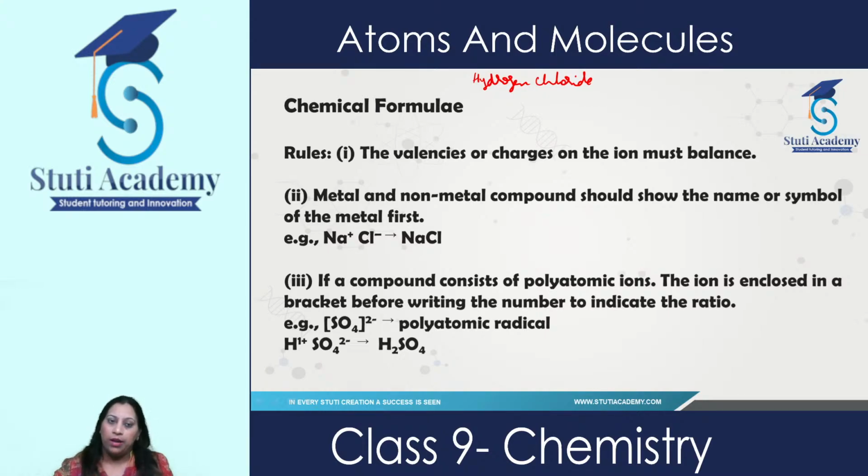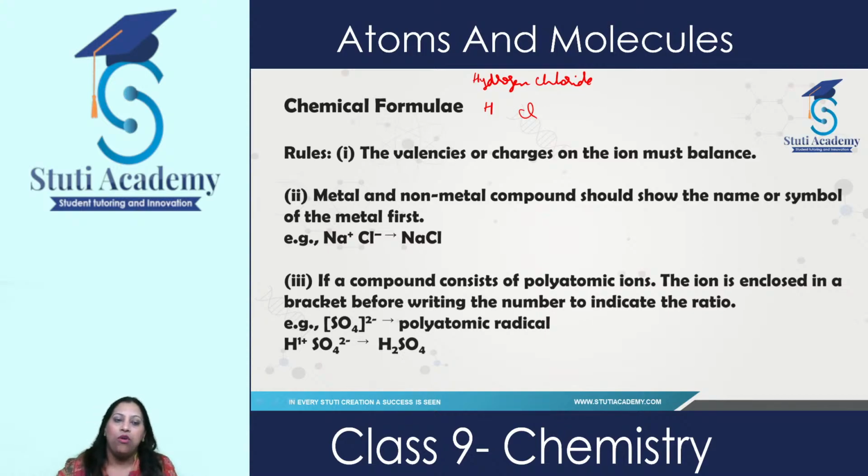But you know the symbol of hydrogen. Symbol of hydrogen is H. And look at the name, hydrogen chloride. It means two elements are involved, hydrogen and chlorine. And the symbol of hydrogen is H and the symbol of chlorine is Cl. So the first step is to write the symbol of the elements.